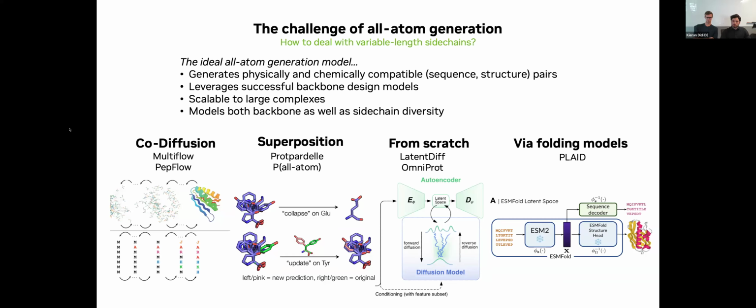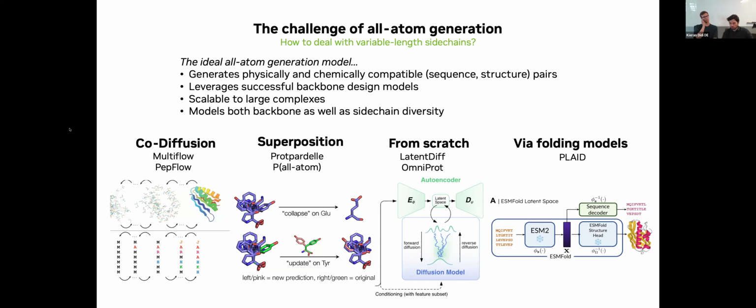So ideally, what would we want from an all-atom generative model for proteins? First of all, of course, you want to produce proteins whose sequence and structure are compatible. So when you fold the sequence, you actually recover the structure, the backbone, and the side chains. Then we don't want to reinvent the wheel. We have a lot of methods that are very successful in the task of backbone design. We ask ourselves, how can we leverage this success in the context of all-atom design? We want the method to be scalable, because at the end of the day, we'll want to use this for tasks such as binder design, enzyme design, and whatnot. So these methods have to be able to scale to large complexes.